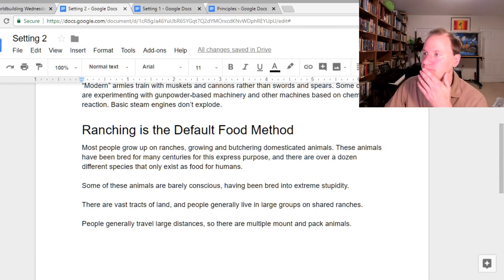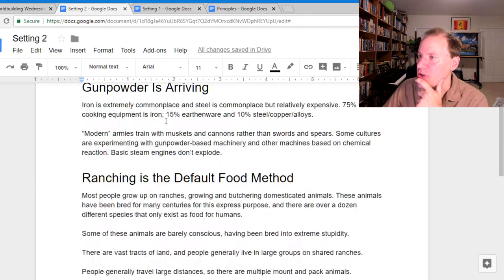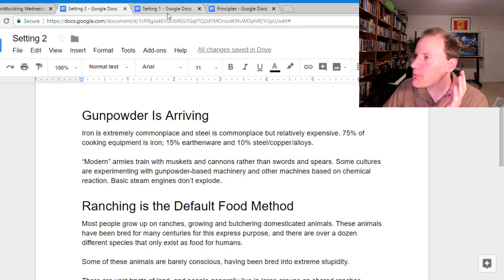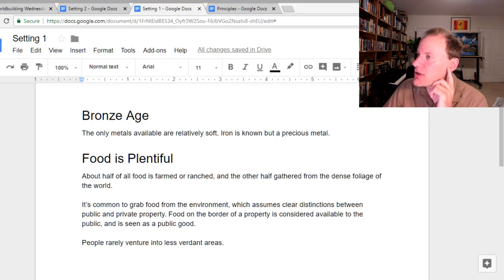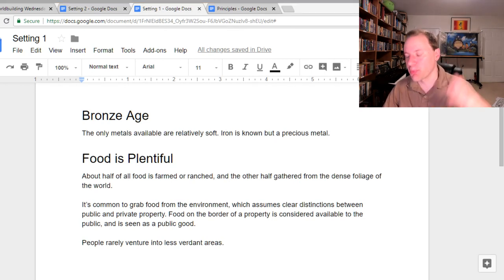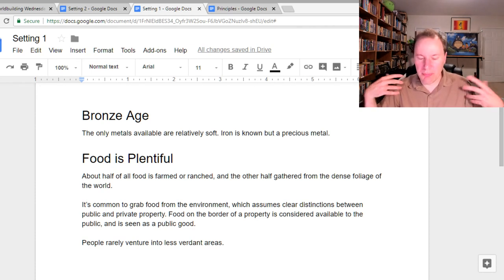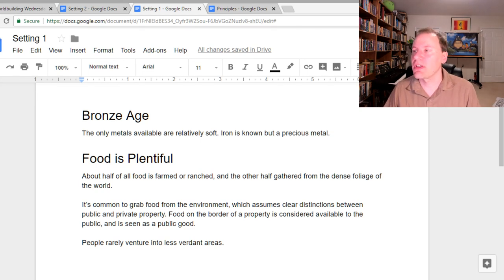But we'll see. So we have our two settings. And another important thing, by the way, about building a setting is to realize that your brain partly works in the unconscious and the subconscious. So it's important when you're building a setting not to try to build it all at once.